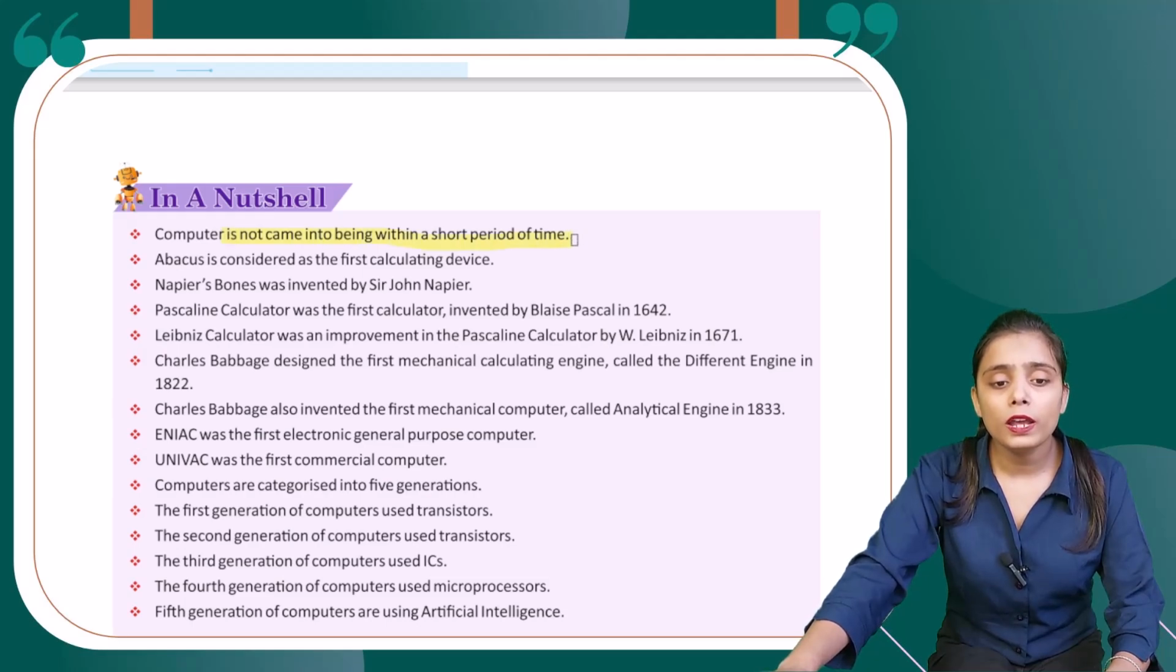Computer did not come into being within a short period of time. It took a long time. Abacus is considered as the first calculating device. Napier bones was invented by whom? Sir John Napier. Pascaline calculator was the first calculator invented by Blaise Pascal in 1642. Leibniz calculator was an improvement of Pascaline calculator.